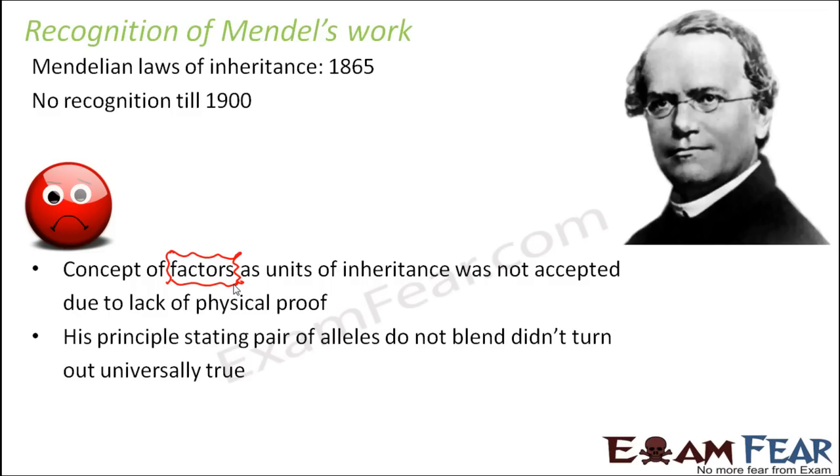His principle that a pair of alleles do not blend didn't turn out to be universally true. He gave his concept that alleles stay together but never blend with each other. That is why, according to Mendel, complete dominance will always be observed. But later on, other experiments proved that if a white flower was crossed with a red flower, a pink flower was obtained, which showed that in some way the alleles were blending with each other. The red and white colors were blending to give an intermediate phenotype. So that was a kind of failure, to some extent, of Mendel's law of segregation and the law of dominance.